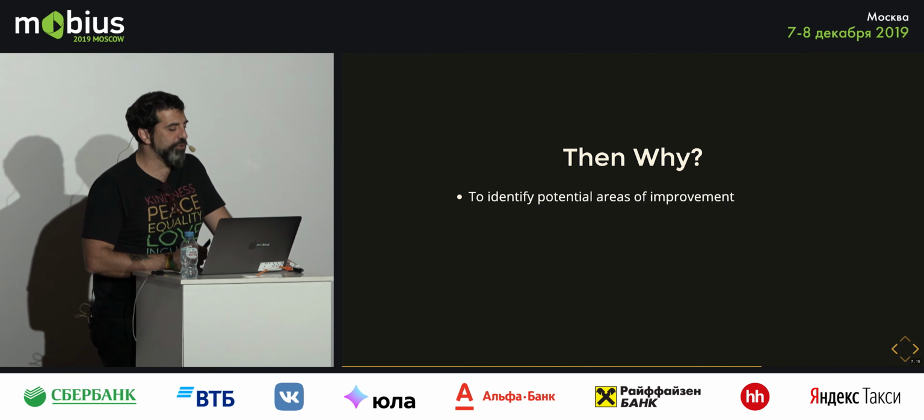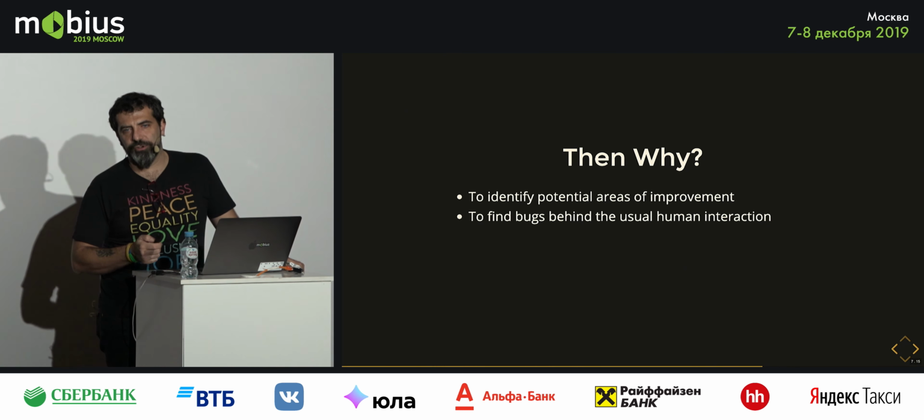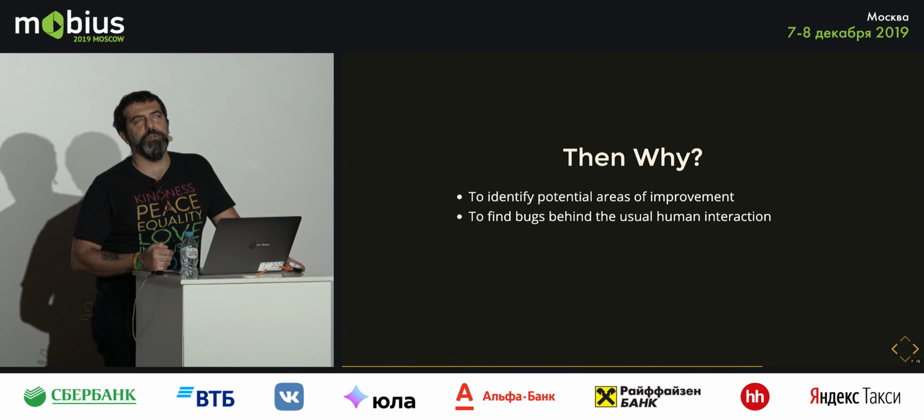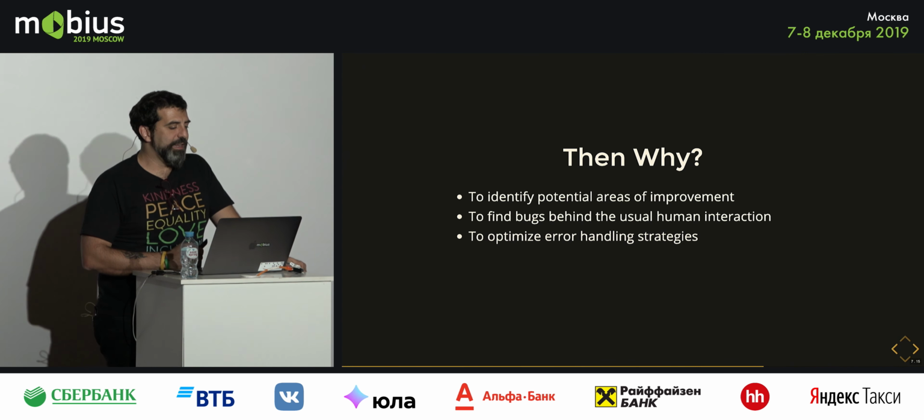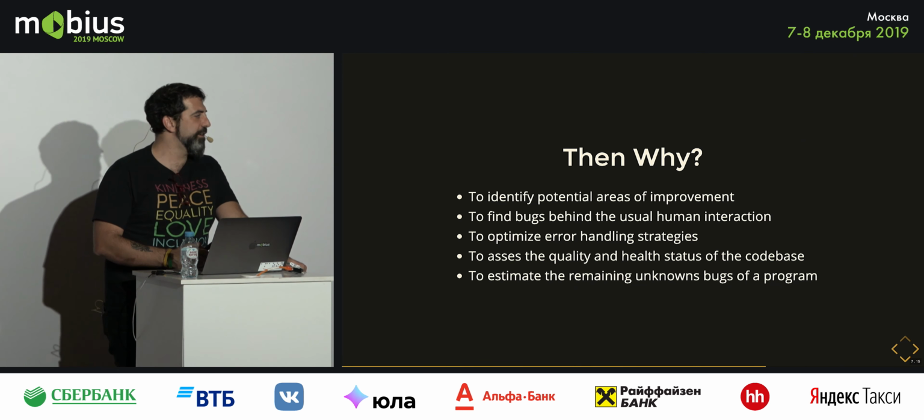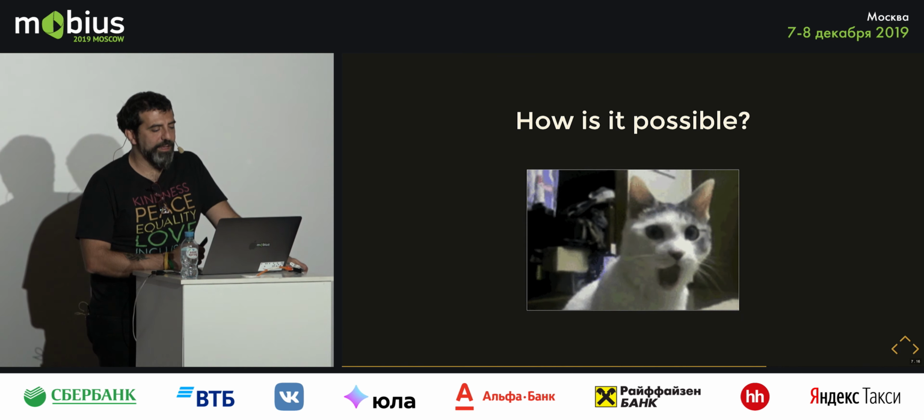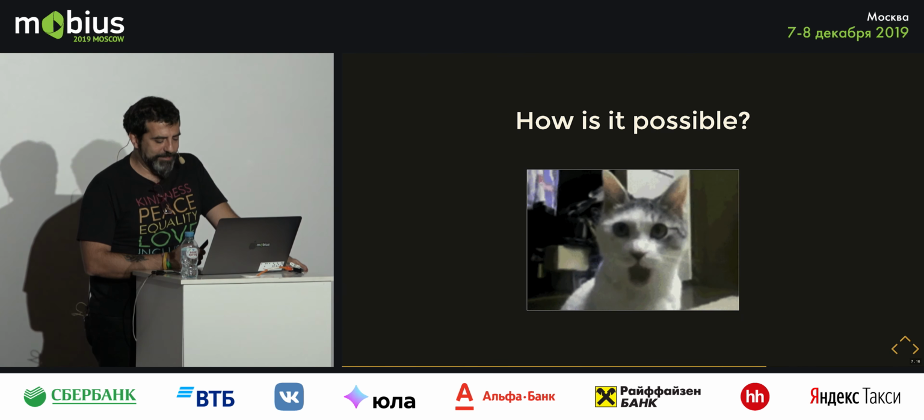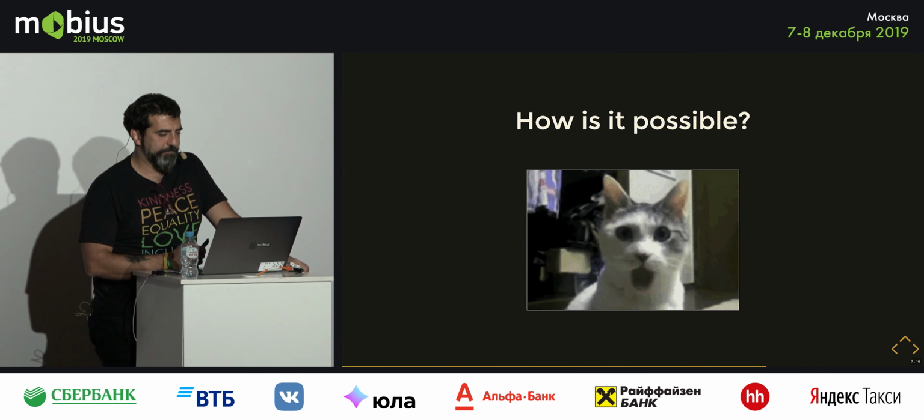You are identifying potential areas of improvement. You are finding bugs that are behind the human interaction. So you are doing a job that is not doable with hand work, with manual testing. And you are optimizing the error handling strategies in your code base. On top of that, you are estimating the remaining unknown bugs of a program. Yes, it's possible. You can absolutely determine how many bugs, roughly, as an indication, still exist in your code.